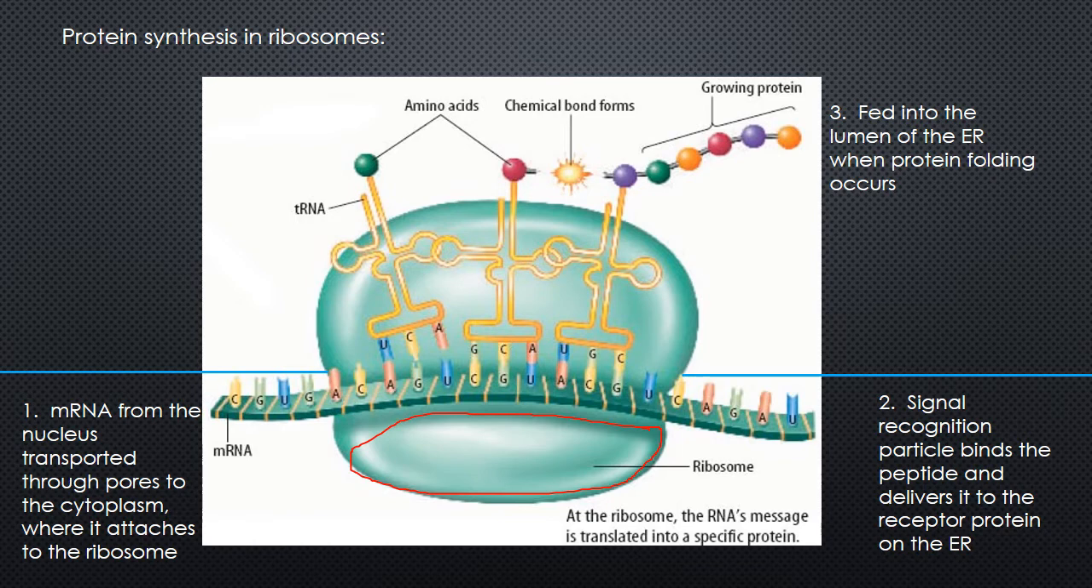But that process is halted temporarily by another protein, and that's called the signal recognition particle. The signal recognition particle binds the peptide that the ribosome was beginning to create. When it does, it delivers it to a receptor protein on the endoplasmic reticulum. And it attaches, so it allows the ribosomes to be attached to the membrane of the ER, the endoplasmic reticulum. Once it does that, the signal recognition particle comes off of the polypeptide, and we continue the process of making a protein.